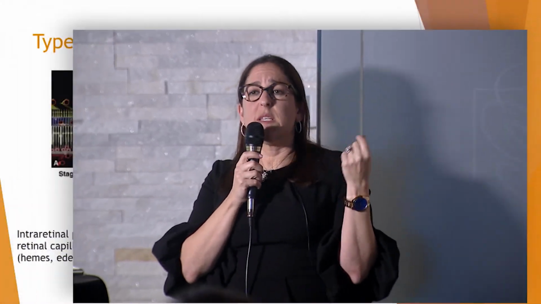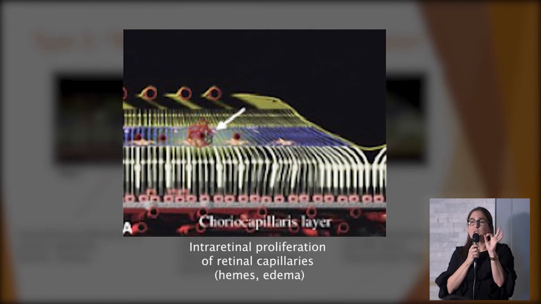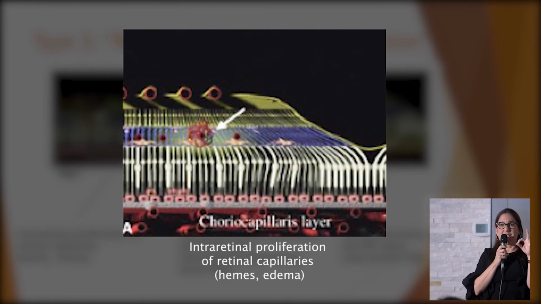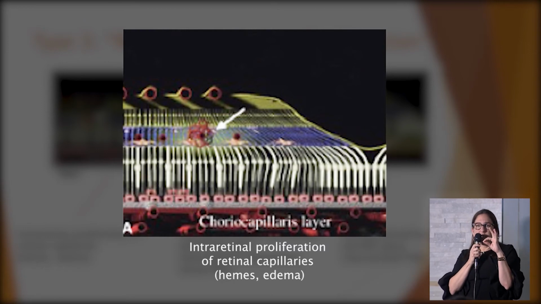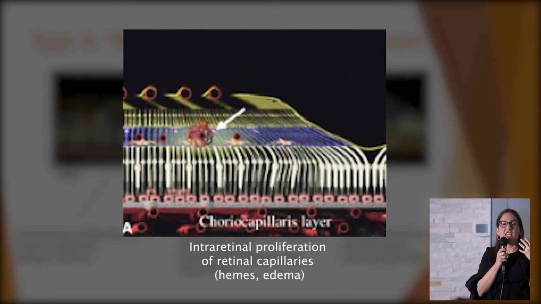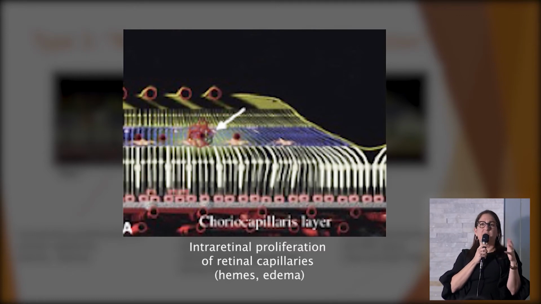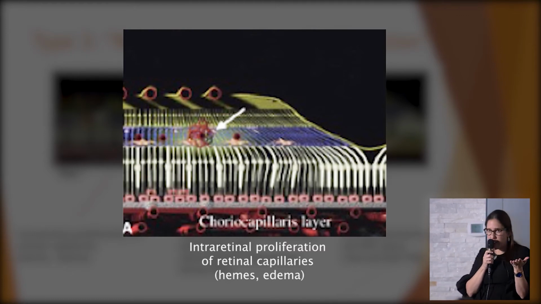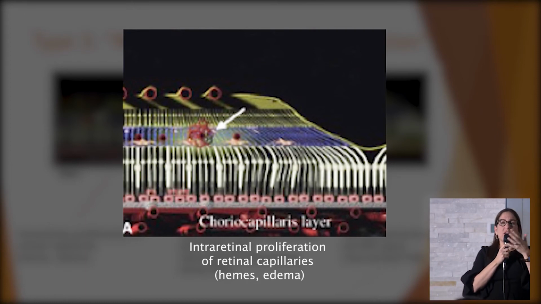Unlike our other CNVs that originate in the choroid, RAP originates in the deep retina. Okay, so when you look at these pictures, you can see the picture on the left, which is stage 1, shows that little cluster of red vessels. That's the angiogenesis. That's starting in the deep retina, okay? So in this particular type of CNV, it's an intraretinal problem. Sometimes they originate in the choroid, but for purposes of this conversation, we're going to talk about it in the retina, okay? This is the stage where the patient will present with hemorrhaging, edema, okay?